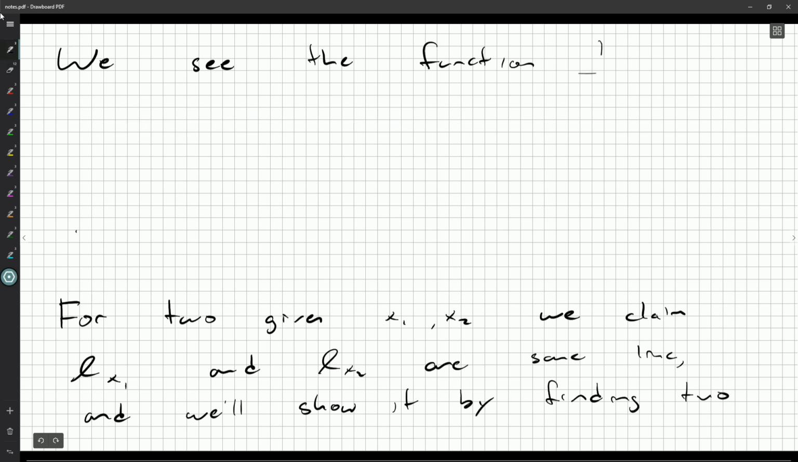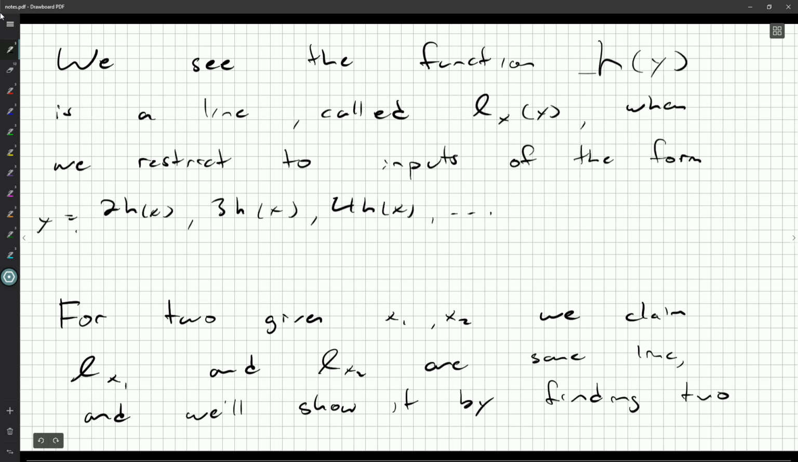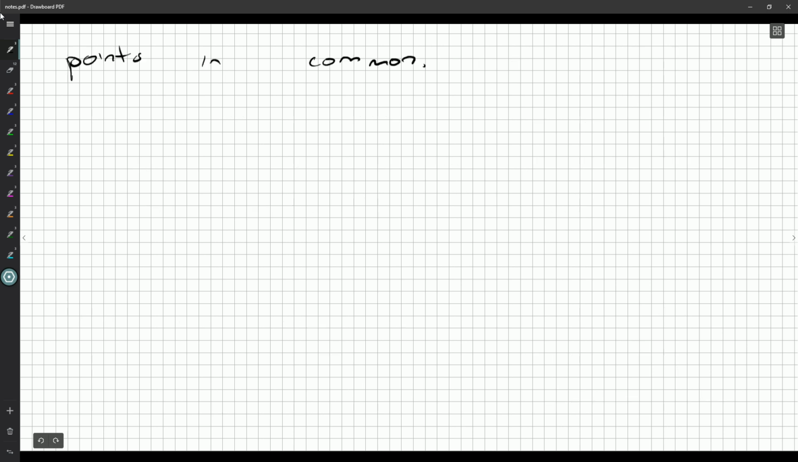So the function h of y, I guess we're saying, is a line called L of x of y when we restrict to inputs of the form 2h of x, 3h of x. Now I can put the same thing into my line. And so in general, kh of x. Okay? So we'll find 2 points in common.